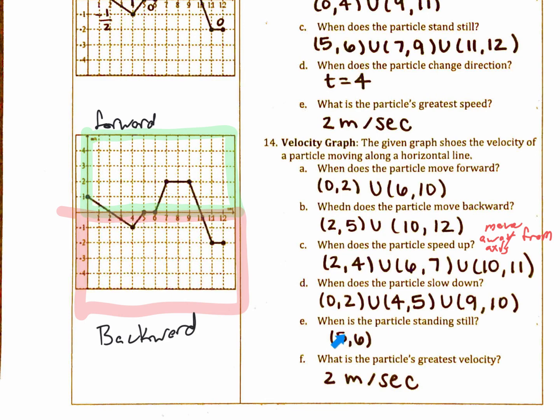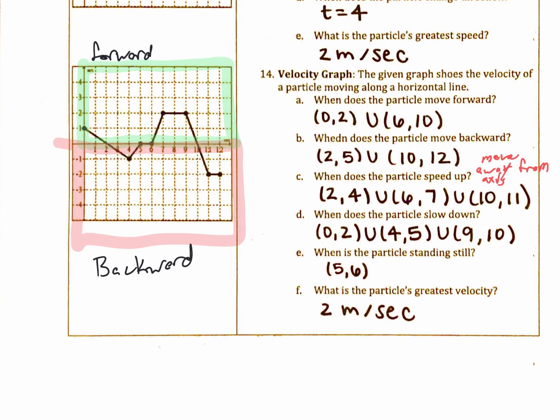When is the particle standing still? Well, we'd have a velocity of 0 in that situation. So from 5 to 6. Some people might get confused and say, well, it's standing still from 7 to 9, right? No. That would be if this was a position graph. This is a velocity graph. So that is a constant velocity of 2 at that moment. And then what is the particle's greatest velocity? Well, the furthest away from the axis we get is right here at 2.